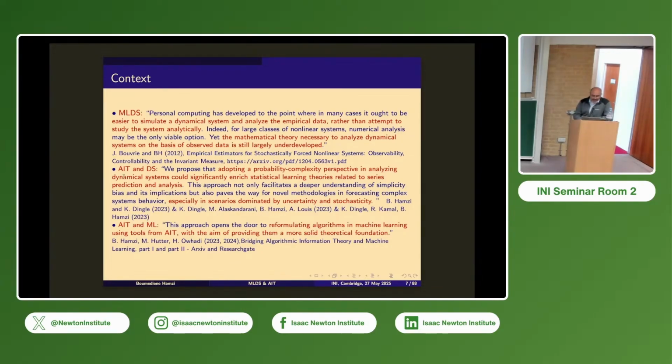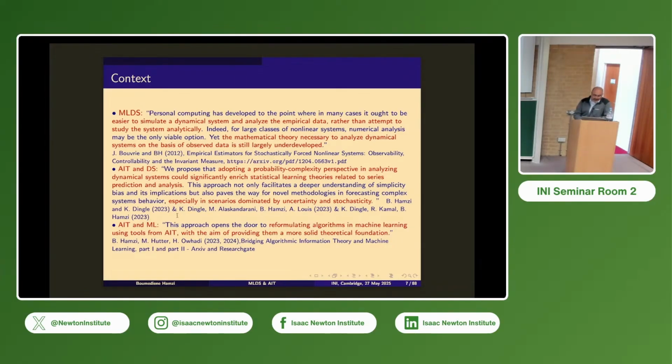Most recently, as I mentioned, I started getting interested in the interface of AIT and dynamical systems, where the goal is to look at data from a probability and complexity perspective, especially for dynamical systems, and see how this would enrich statistical learning theories related to time series prediction and analysis. We found it interesting to look at the kernel complexity of data before starting to analyze them, to see if it will be easier to analyze them or not, especially in problems with uncertainty and stochasticity.